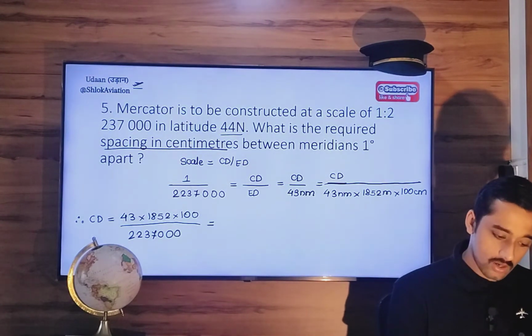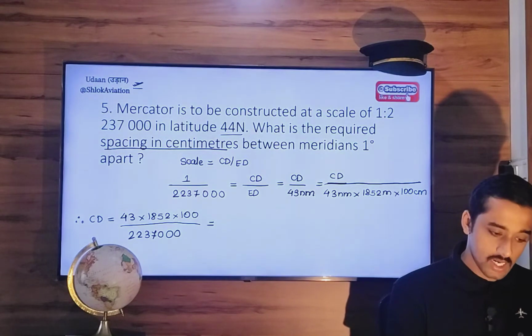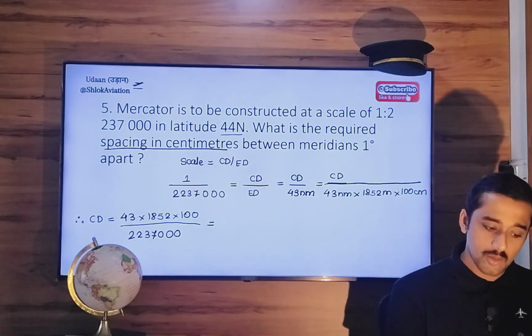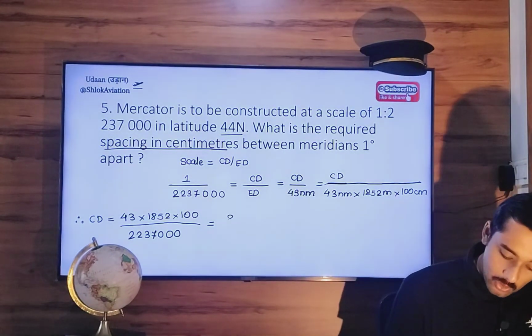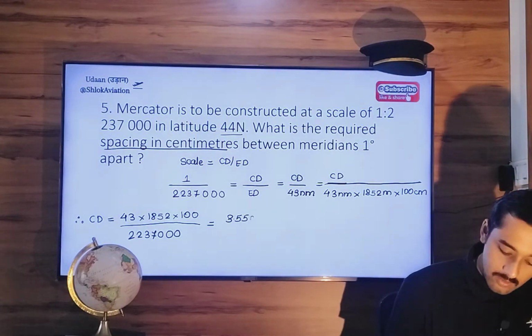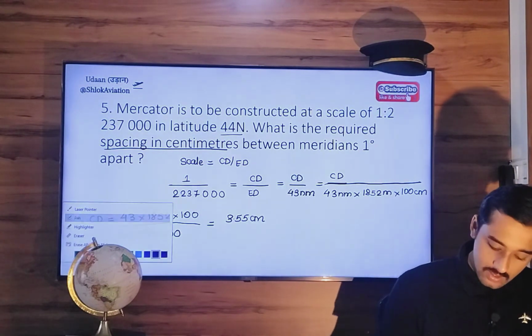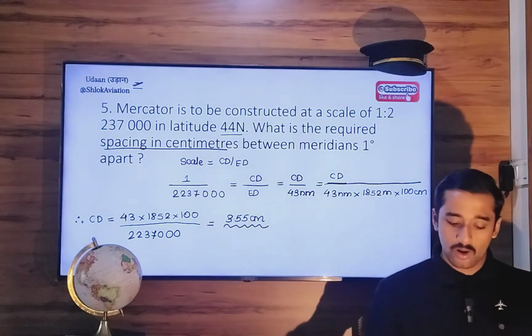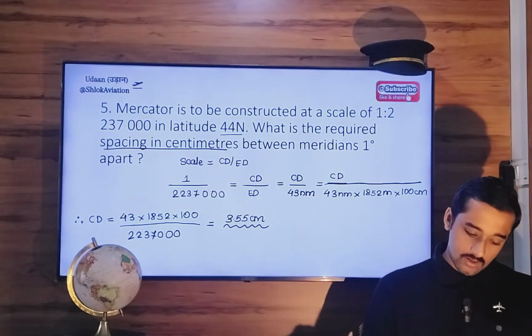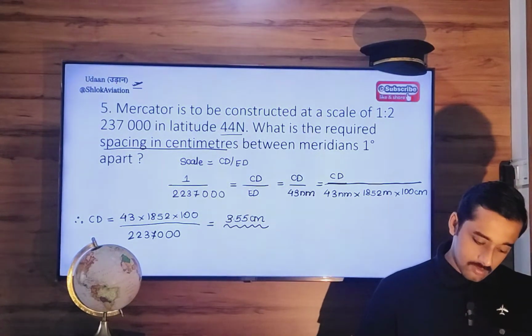So 43 into 1852 into 100 divided by 2237000 is 3.55. 3.55 centimeters. So this is your final answer. Chart distance will be 3.55 centimeter. Okay. So very simple. Practice this.